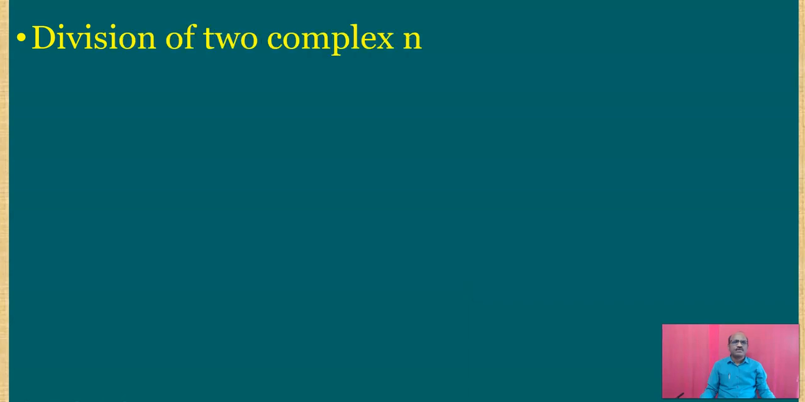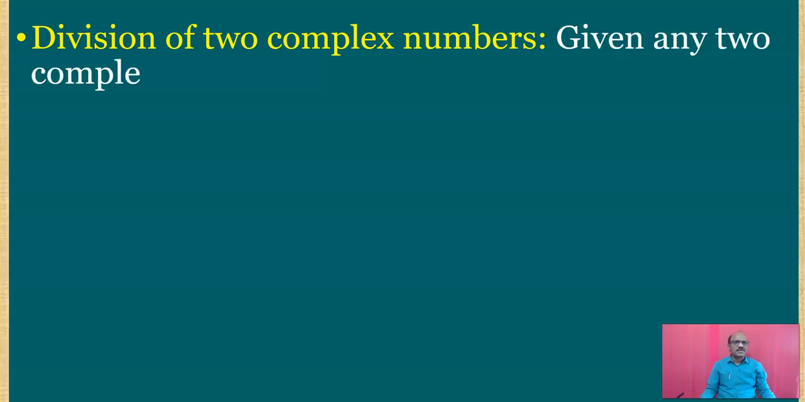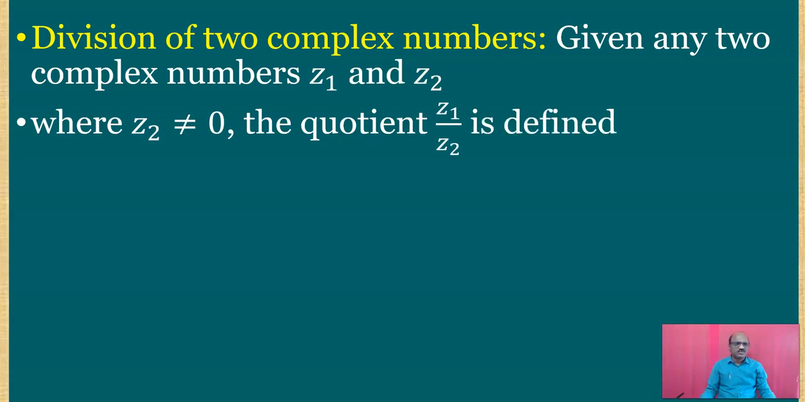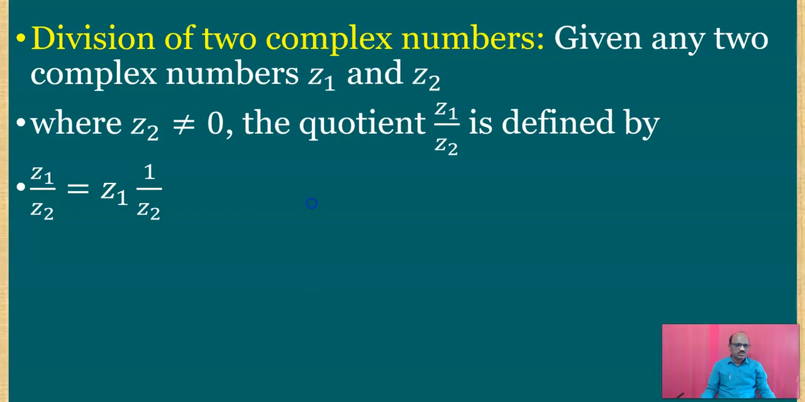Next, division of two complex numbers. Given any two complex numbers z1 and z2, where z2 is not equal to 0, the quotient z1 upon z2 is defined by z1 upon z2 is equal to z1 into 1 upon z2.